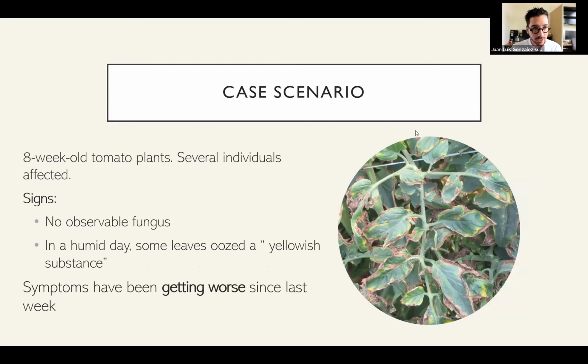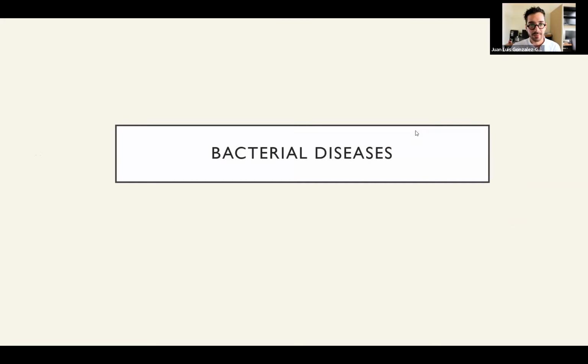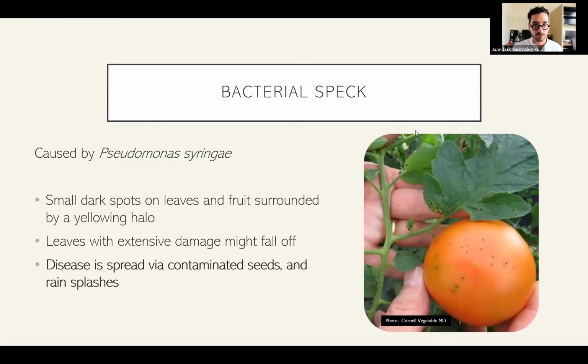After taking detailed note of the symptoms, we'll then look for signs of a disease. In this photo over here, we don't see any observable fungal signs. However, we could notice that in a humid day previously, some leaves oozed a yellowish substance, which might lead us to believe that it is a bacterial infection. We also noted that symptoms have been getting worse since last week. So with all of this, I'll go through several potential bacterial diseases that will allow us to actually infer if our symptoms and signs correspond to already described diseases of tomato.